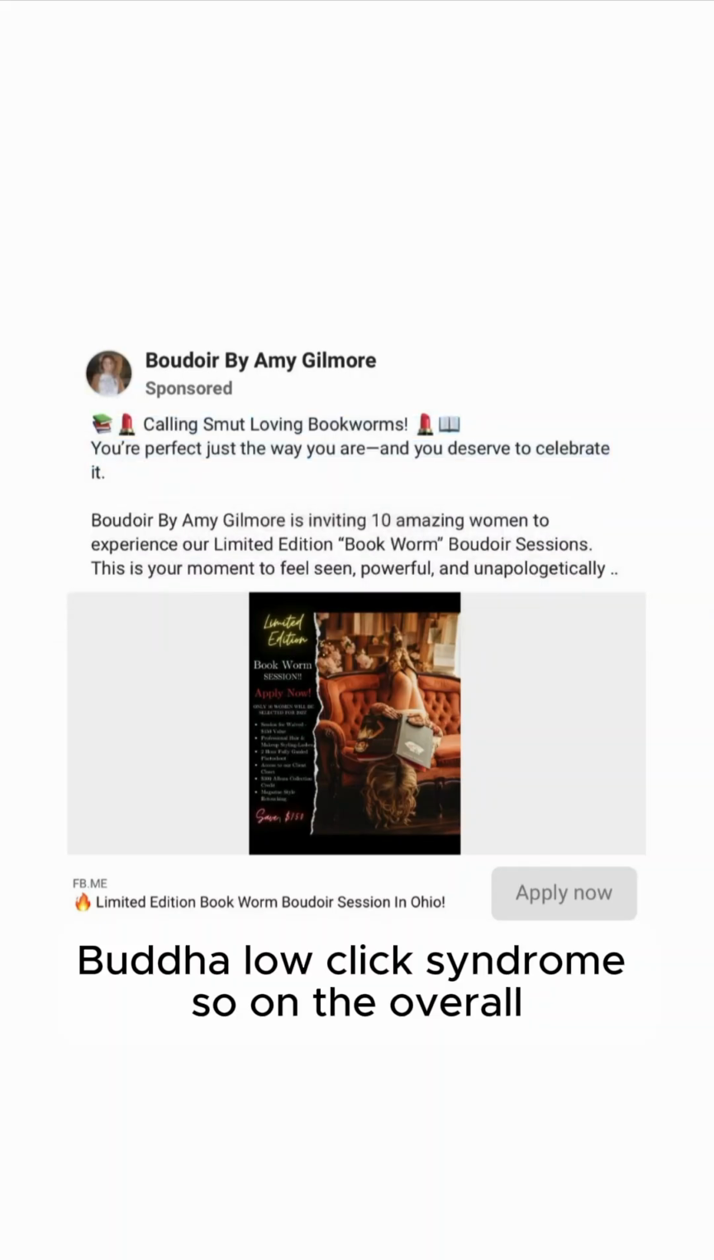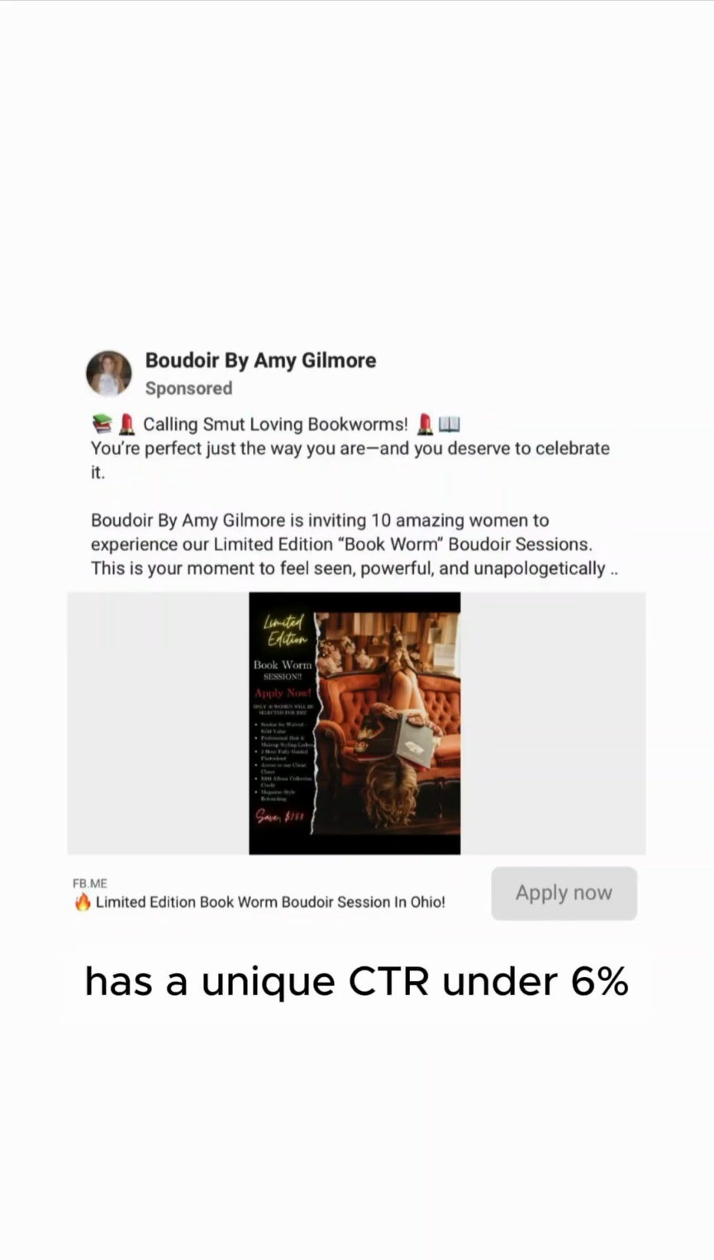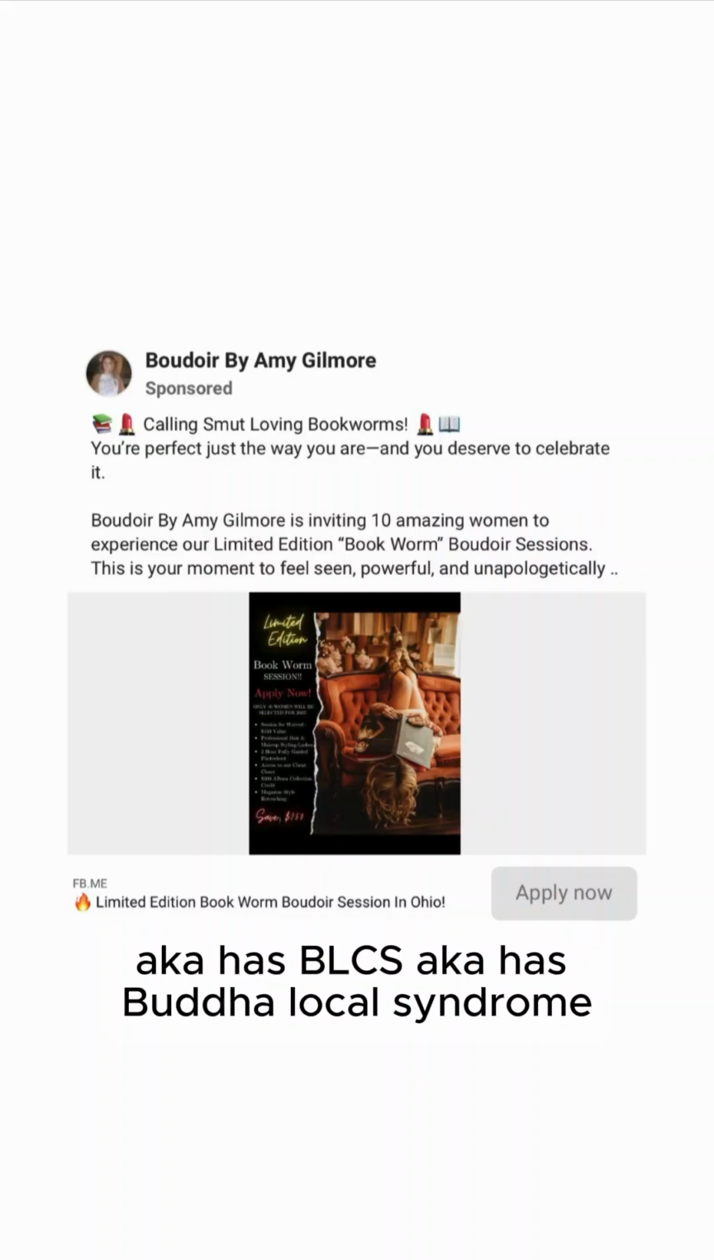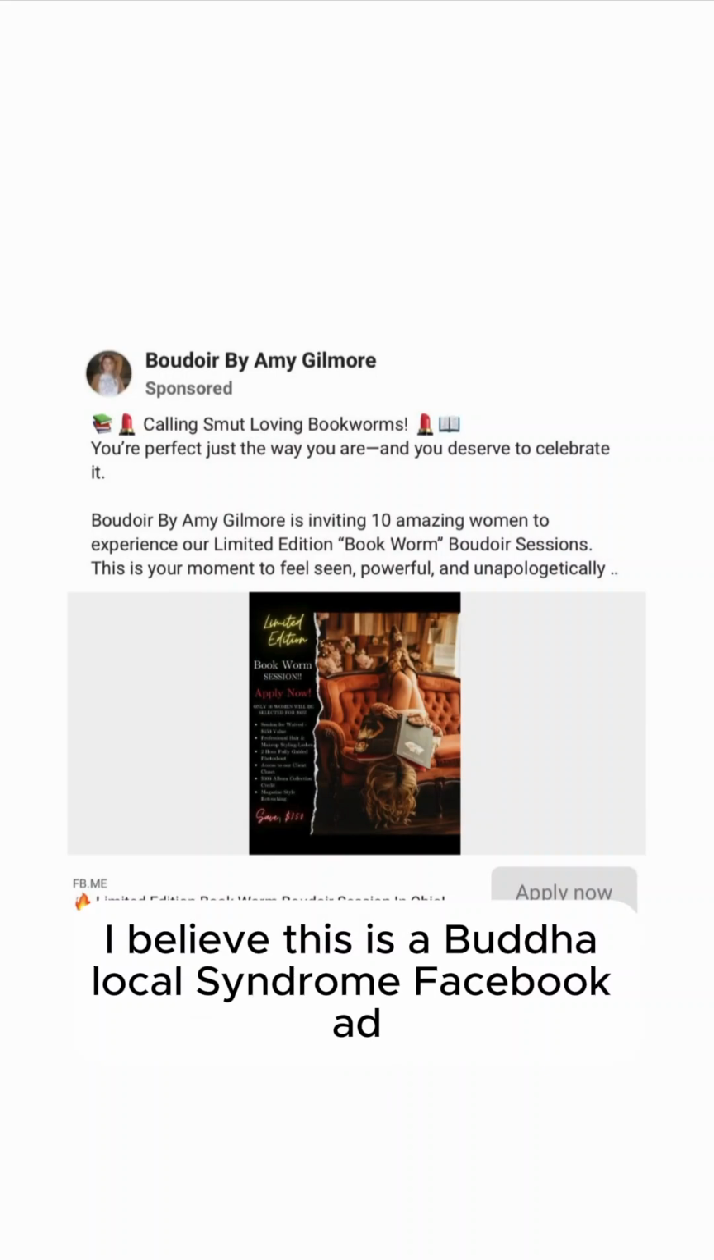So, overall, do I believe this Boudoir Facebook ad has a unique CTRL under 6%, aka has BLCS, aka has Boudoir low click syndrome? Yes, I believe this is a Boudoir low click syndrome Facebook ad.